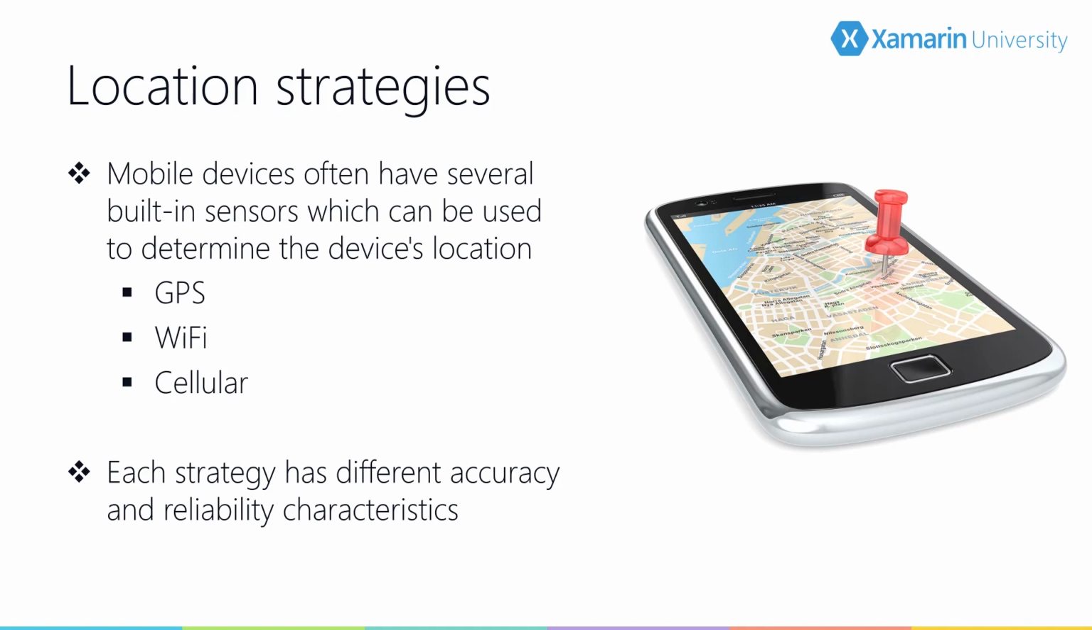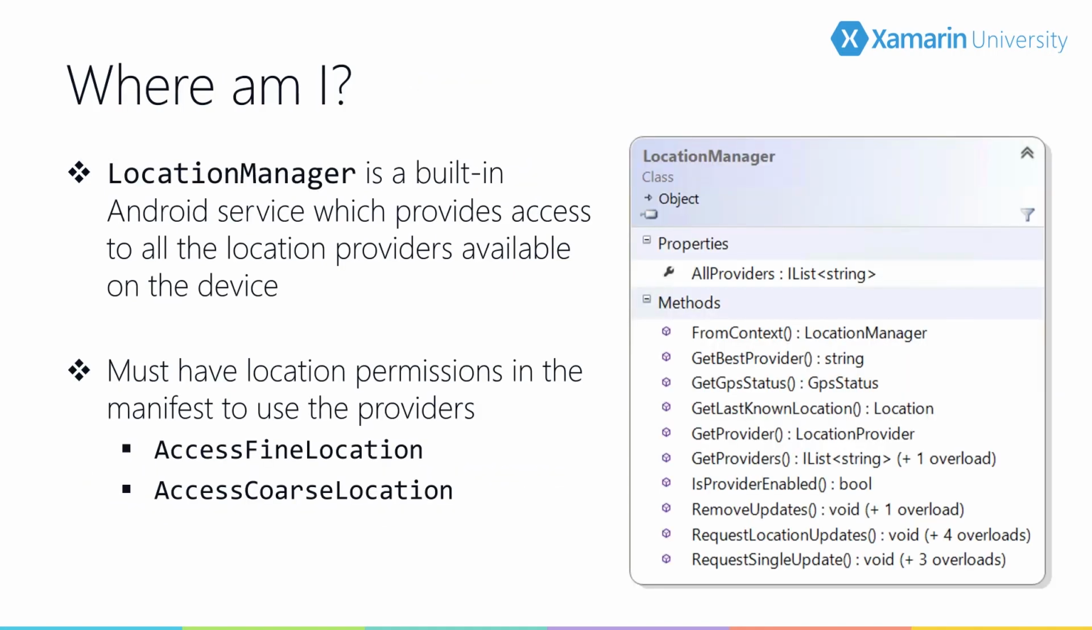So let's explore that API. It all starts with the LocationManager service. This is the gateway into Android's location tracking capabilities. It provides a variety of features to your app.